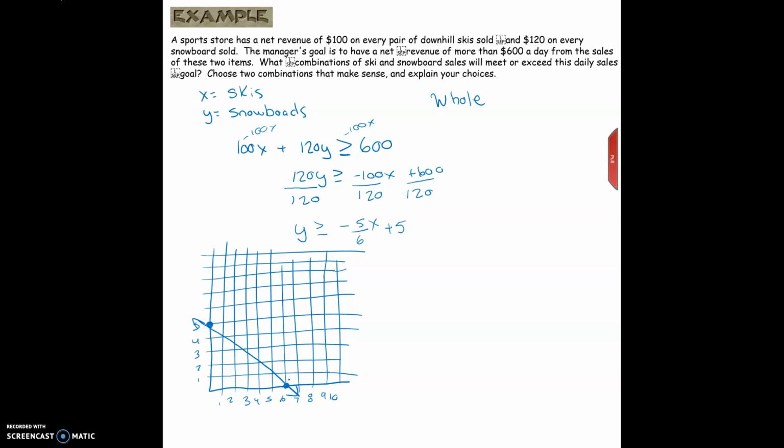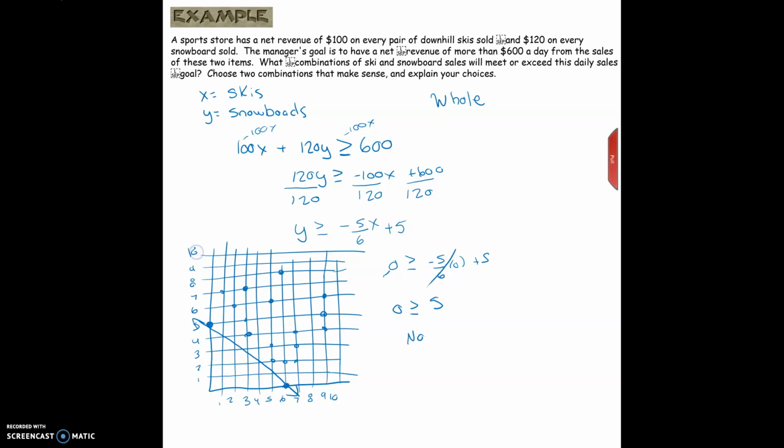And now I've got to figure out if I'm above or below. So I'll test the point 0, 0. And I get that 0 is greater than or equal to 5, which is not true. So I'm on the other side of the line. So I can go ahead and start dotting on the other side of that line. So all of these points represent all the different combinations.